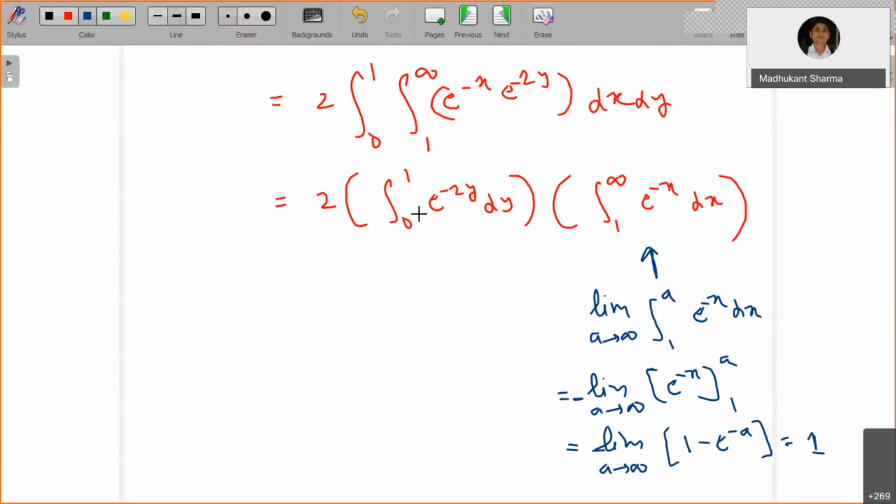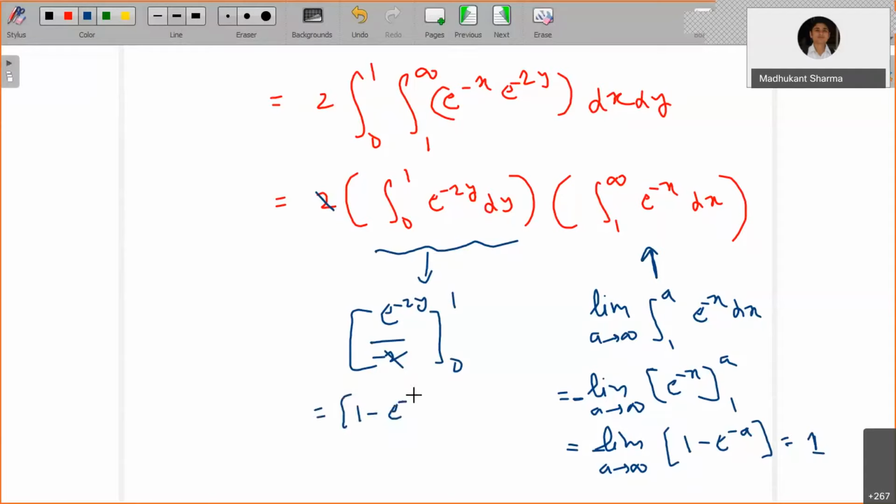Okay, now another value here, for this case, is e to the power minus 2y divided by minus 2, from 0 to 1. So this 2 will get cancelled here, and what you have is 1 minus e to the power minus 2. So you have 1 minus e to the power minus 2, into 1. So this is your final answer for the first case: the probability of x greater than 1 and y less than 1.